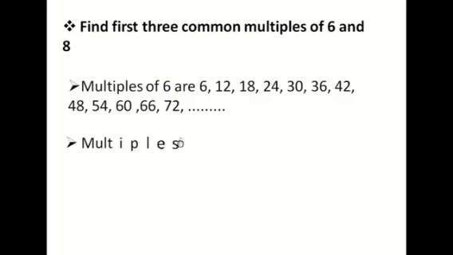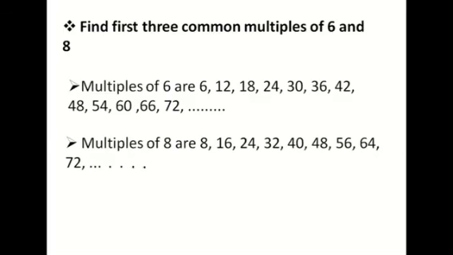Okay. So multiples of 8. I have written 8 ones are 8, 8 twos are 16, 8 threes are 24, 8 fours are 32, 8 fives are 40, 8 sixes are 48, 8 sevens are 56, 8 eights are 64, 8 nines are 72. Till this much I have written. We need to find out 3 common multiples. Okay. So please underline what are the common multiples you are getting right now. You can see I have already underlined.